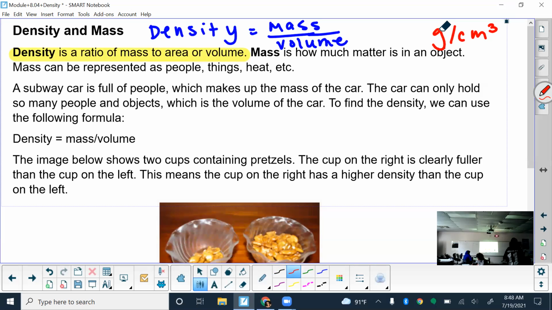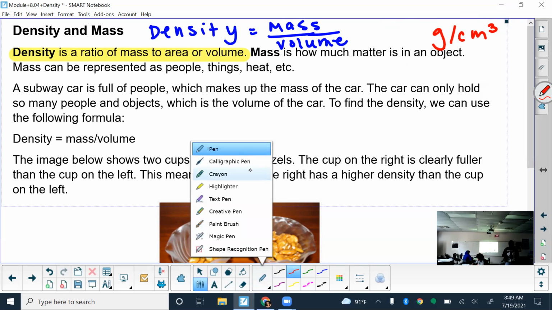So mass, like you can weigh something in grams, and then like we learned in volume, volume is always cubed, right? So that's usually like if I can't remember D equals M over V, I usually remember like, oh, well, they always use these units most of the time. So it's mass over volume.